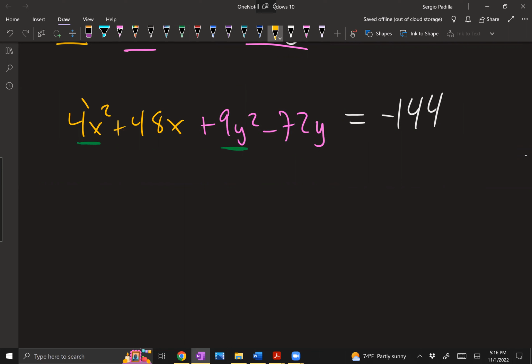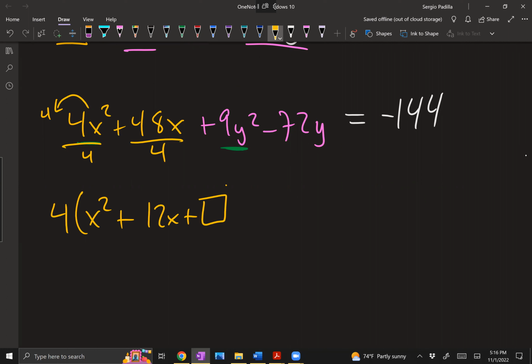So what I'm going to want to do here is factor out a 4 from both of these. So I'm going to divide out a 4 from both of my x's. So that would be 4 times x squared plus 12x. Here I'm going to put the box, as you guys remember, yes? It's been a while since we've done it, so that's why I want to make sure you see it one more time. And from this one, I'm going to want to divide out 9 from both of these.